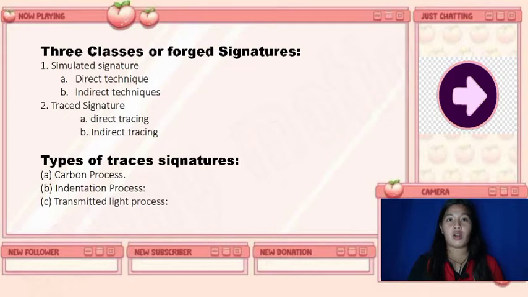The forger uses carbon paper and places the document on which he will trace the forged signature under the document bearing the model signature, with carbon between the two. Types of trace signature: first is the carbon process, second is the indentation process, and lastly is the transmitted light process.